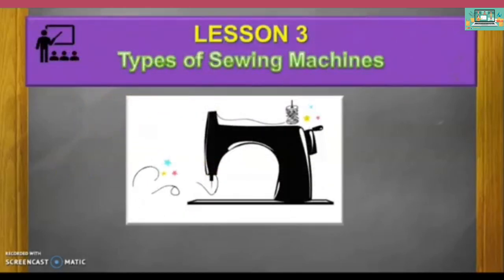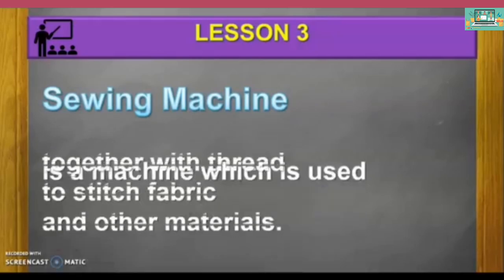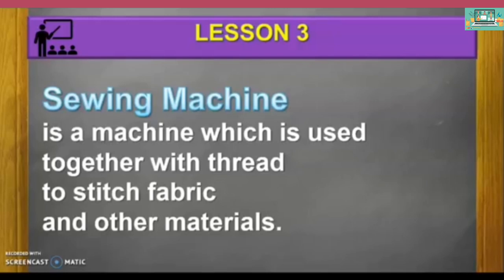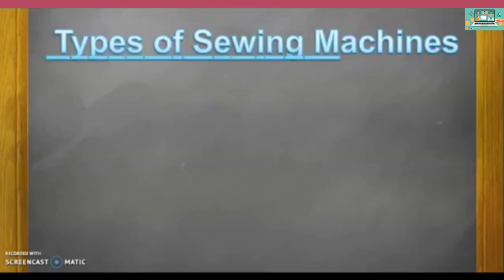We can now proceed to our lesson proper. Again, the lesson that we are going to discuss is all about the types of sewing machines. Let us now define what a sewing machine is. A sewing machine is a machine which is used together with thread to stitch fabric and other materials. Types of sewing machines.